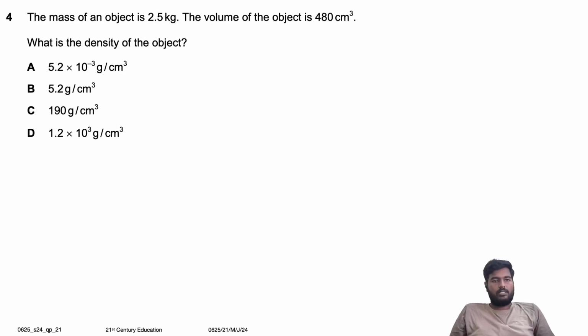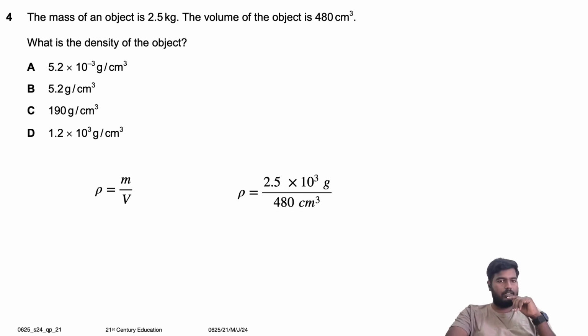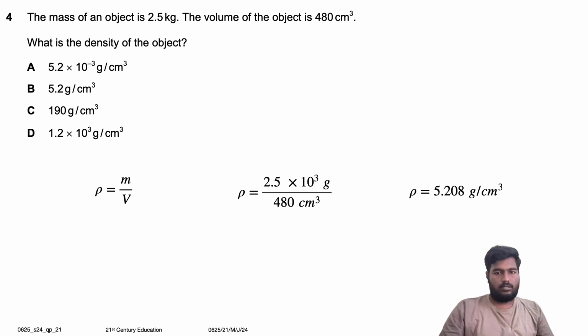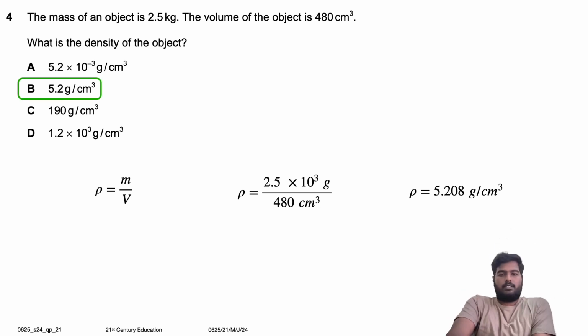The mass of an object is 2.5 kg. The volume of the object is 480 centimeter cube. What is the density of the object? This is very easy. Density is mass by volume, but we have to be careful that mass is given in kilogram, but all the options are in gram per centimeter cube. So we have to convert. Instead of mass, it's 2.5 into 10 power 3 gram divided by 480 centimeter cube. If you do the math, it's 5.208 gram per centimeter cube. So we can round it off to 5.2. Option B, yes.